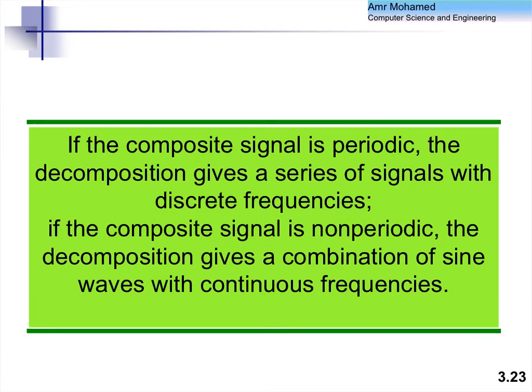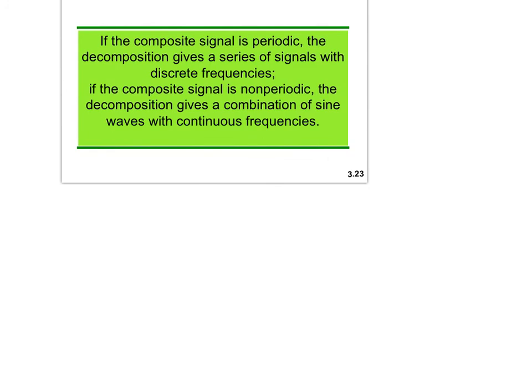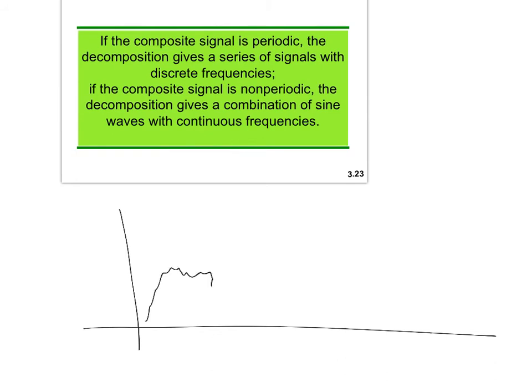He didn't stop at this point. He actually came up with another amendment to this theory. If the composite signal itself is periodic, which is what we have been dealing with, the decomposition gives a series of signals with discrete frequency. What does that mean? This means that if I give you a composite signal that looks weird, it looks like this, clearly this is not a sine wave, right?